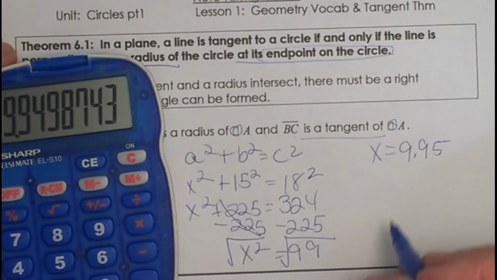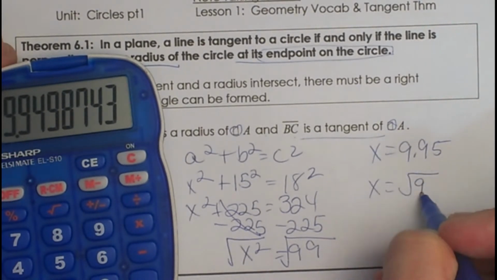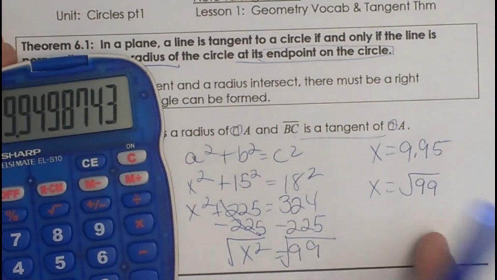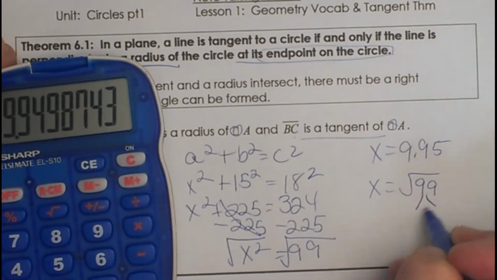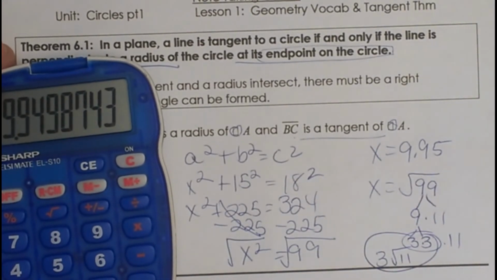And that's the decimal. Now let's think about how to simplify a square root, a radical. How to simplify the square root of 99. Well, I'm going to break that down to 9 times 11. And 9 is a perfect square of 3. So it's going to be 3 root 11. So there's the radical answer also.